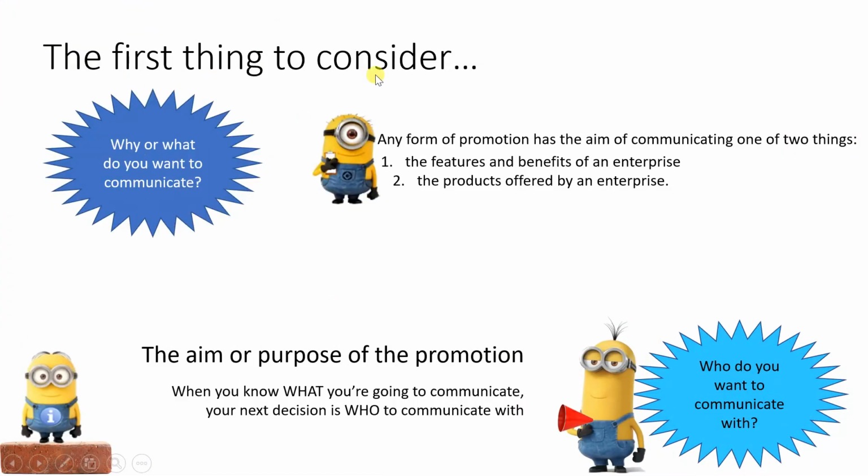The first thing to consider, so in the blue corner, step 1, why or what do you want to communicate? So as Carl here says, any form of promotion has the aim of communicating one of 2 things: the features and benefits of an enterprise, or 2, the products offered by an enterprise. So make a decision. There we go. You don't have to write it down, just make a decision which one you're going to think of as we go through this lesson.